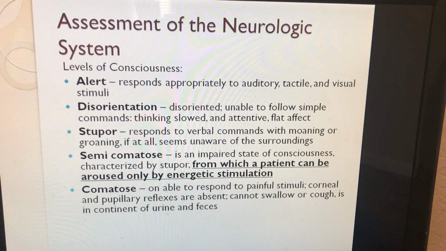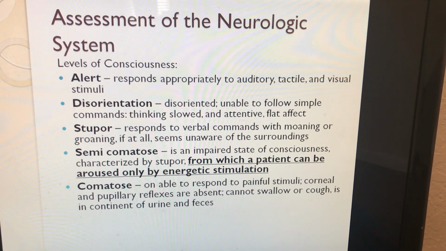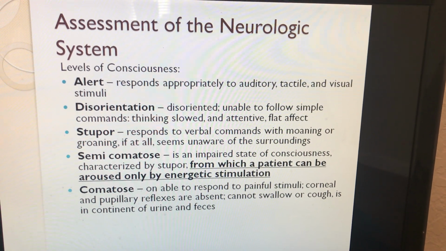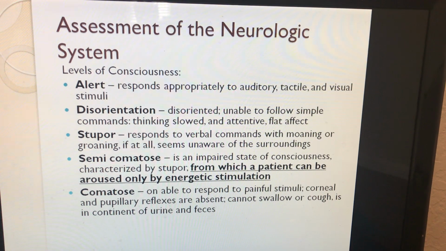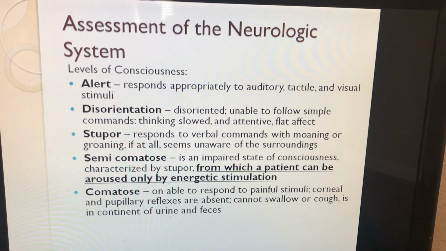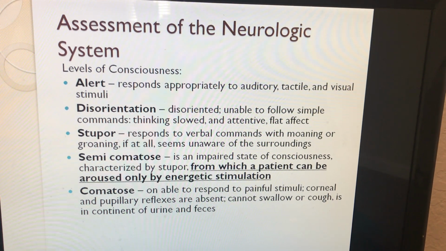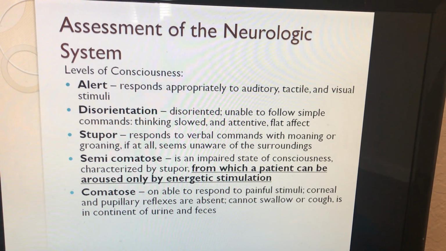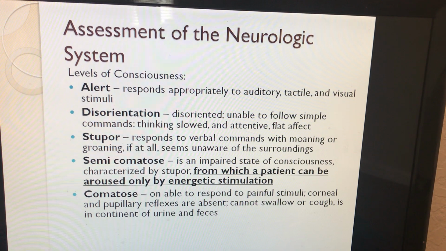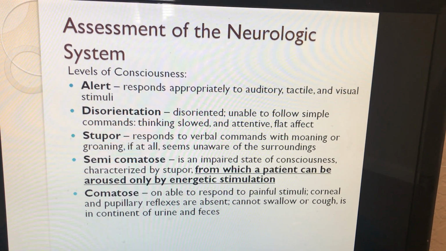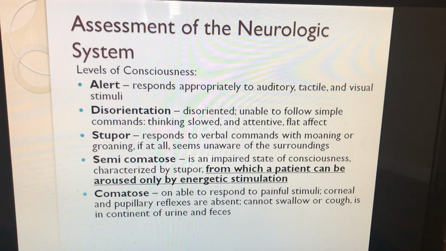A semi-comatose patient is in an impaired state of consciousness characterized by stupor, from which a patient can be aroused only by energetic stimulation. And then you have comatose, where they're unable to respond to painful stimuli. Corneal and pupillary reflexes are absent. They cannot swallow or cough, and it's common that they're incontinent of urine and feces.